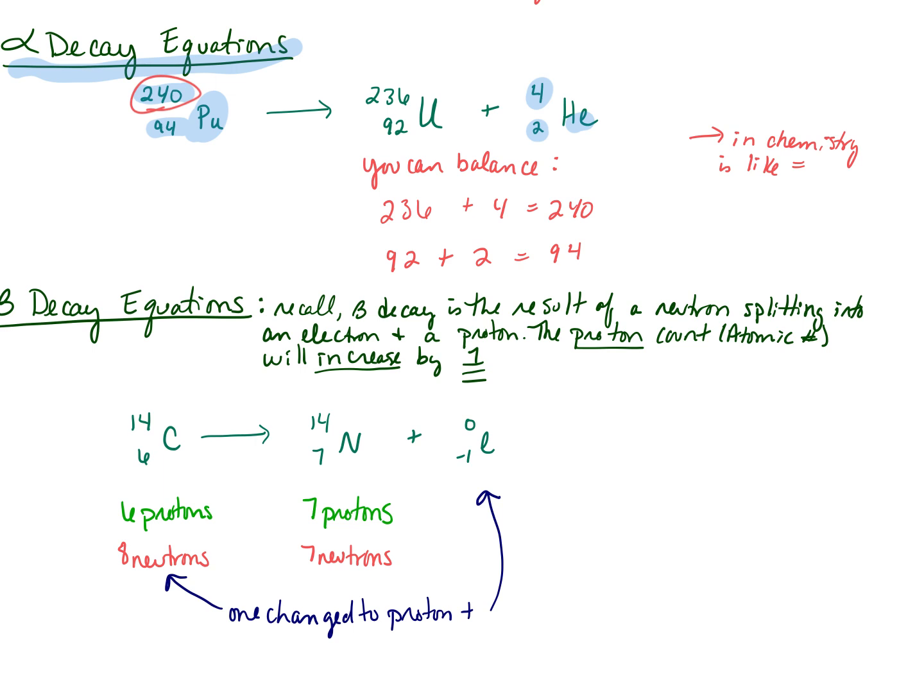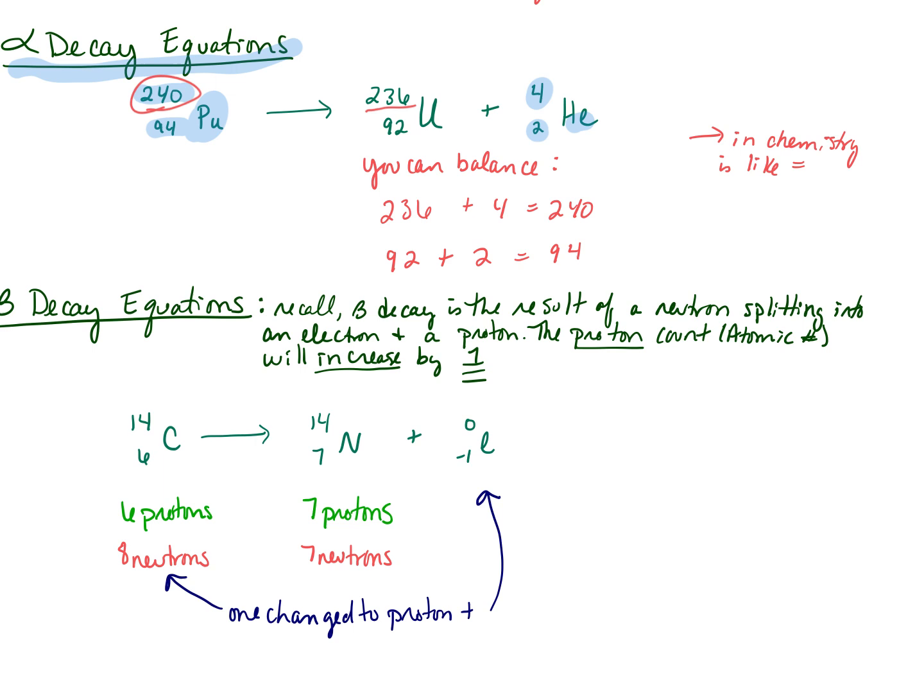So let's say that you just know that there's going to be an alpha decay, but you don't know what else you're going to get. Well, basically you can take the 240, subtract out the 4 to give you the 236. So I'm just making sure you realize that, okay?